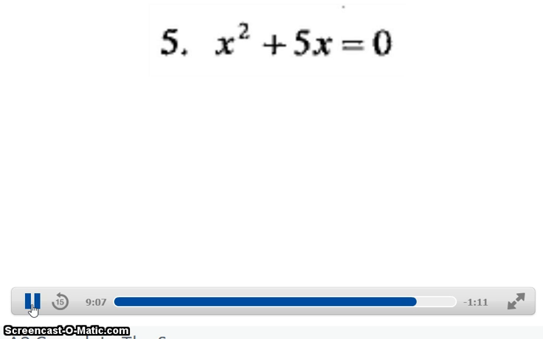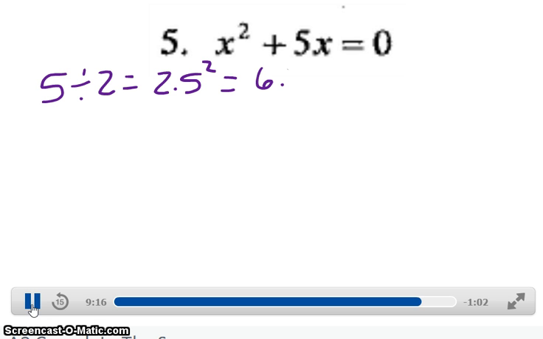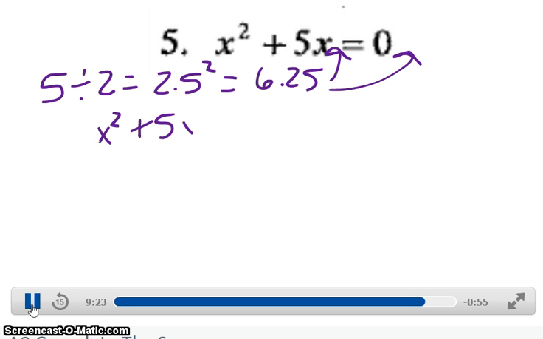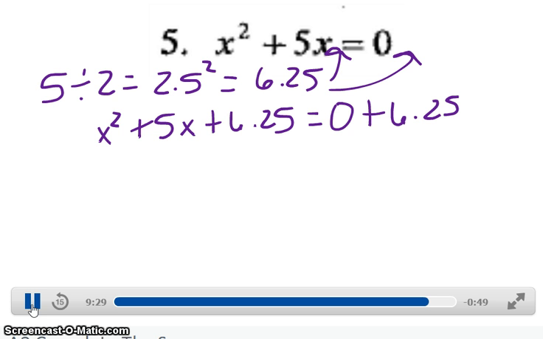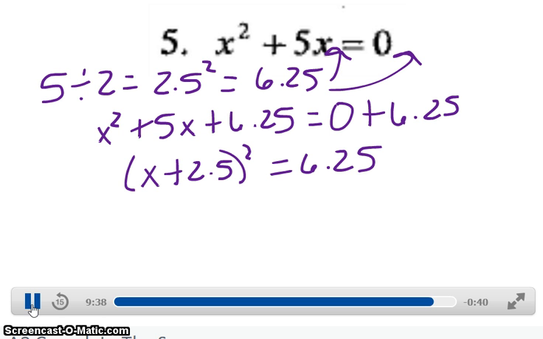There's nothing to move as far as a constant, so work with what you got. Number in front of x divided by 2, 2.5. Square it, 6.25. Add that to both sides. X squared plus 5x plus 6.25 equals 0 plus 6.25. Rewrite it. X plus 2.5 quantity squared equals 6.25.